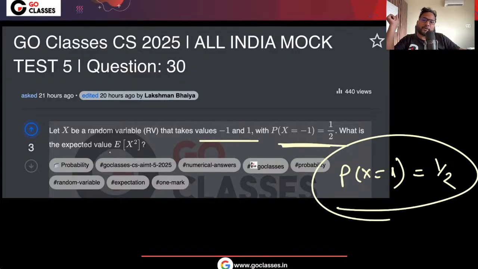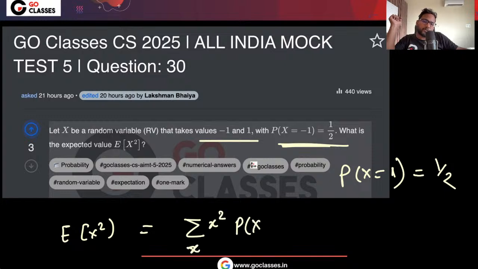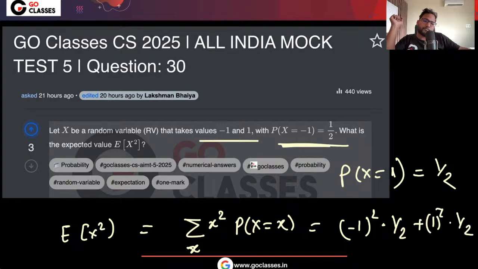So what is the expected value of x square? You can say that summation over all values of x square into probability of x, which is basically (-1) square into 1 by 2 plus 1 square into 1 by 2, which is 1 by 2 plus 1 by 2, which is 1. That was an easy question, I think. So by the way, what is this rule called?